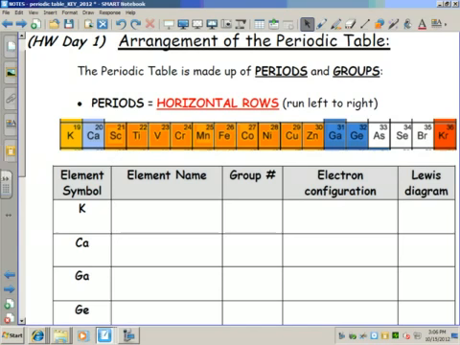The first thing we talk about are the periods. Those are the horizontal rows running. We always talk about when we say consider the periodic table as you move across a period, we move from left to right, okay? So whenever you hear consider the elements as you move across a period, that means from left to right.